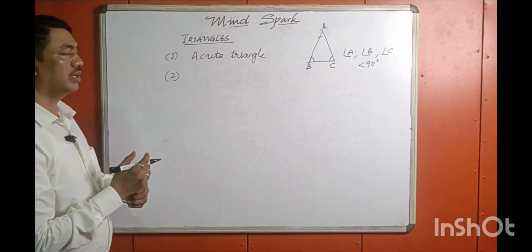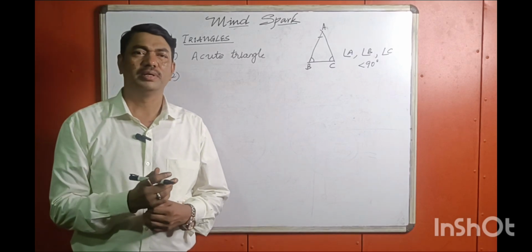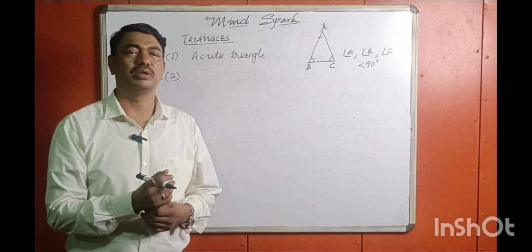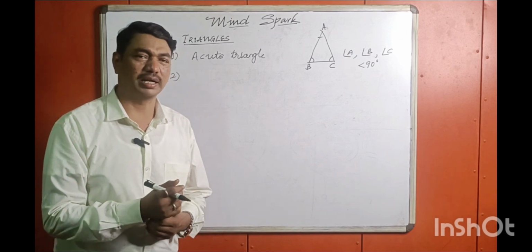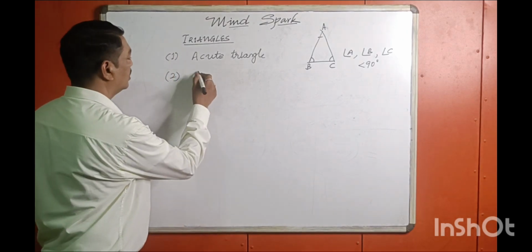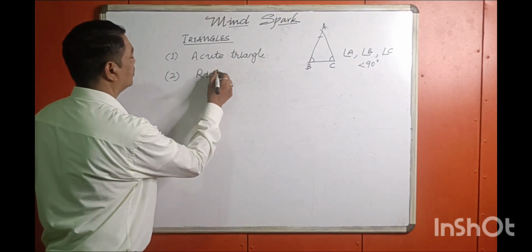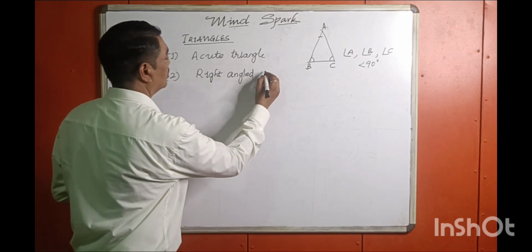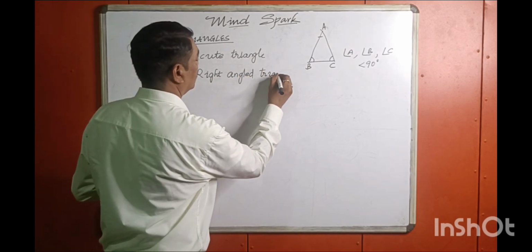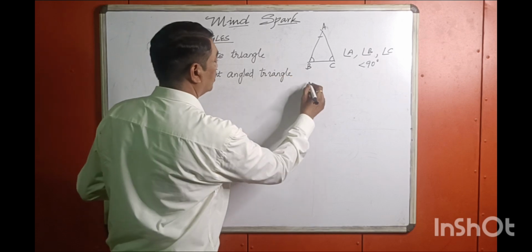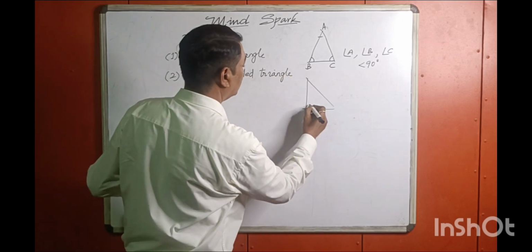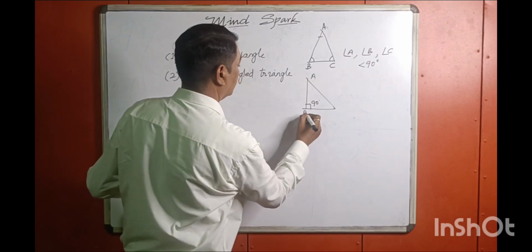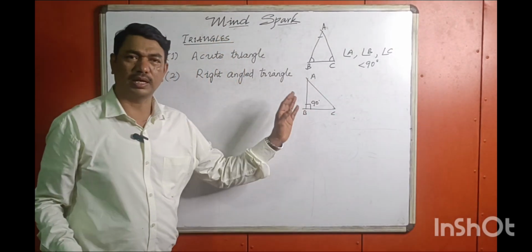Next comes your right angle triangle. In a right angle triangle, one angle must be 90 degrees. Then only are we going to call it a right angle triangle. You can see the right angle triangle, where one angle is 90 degrees. Okay, this is a right angle triangle.